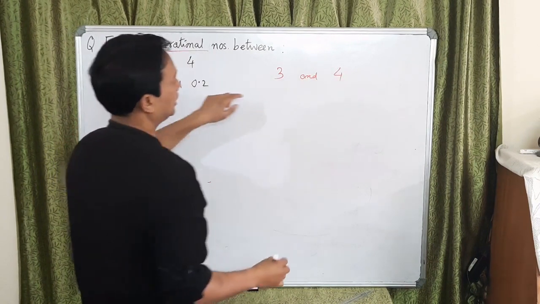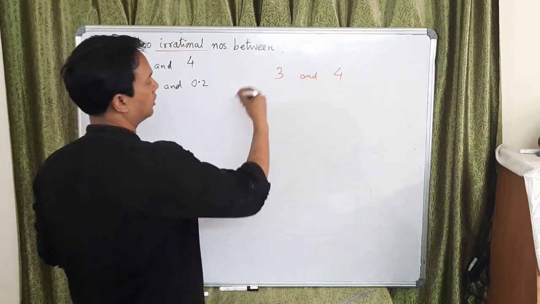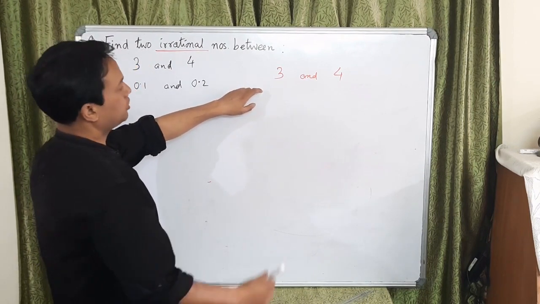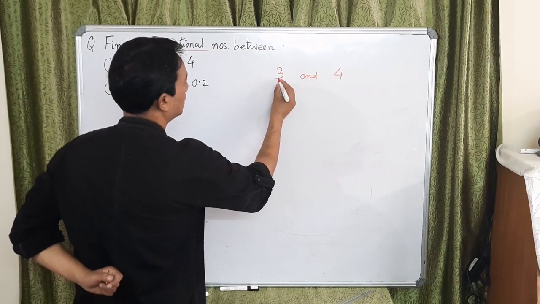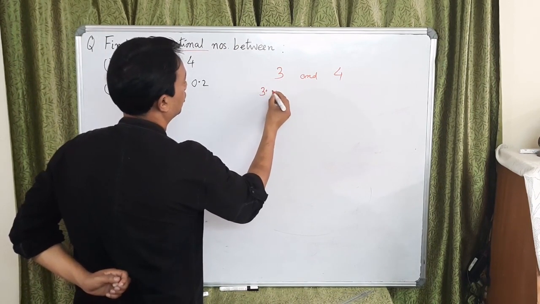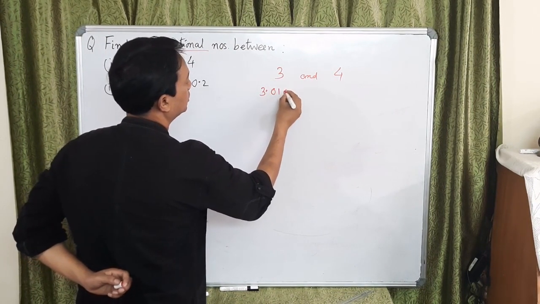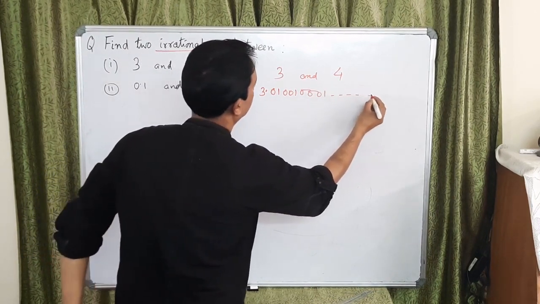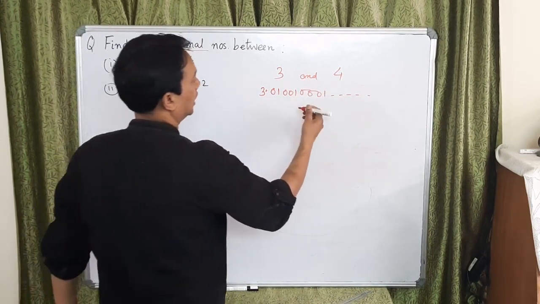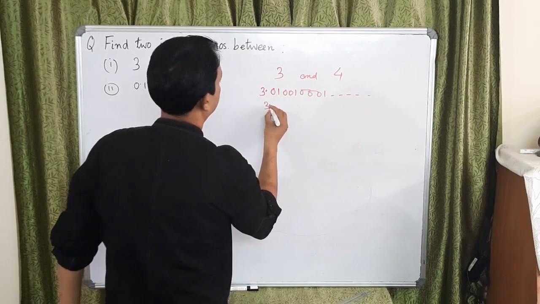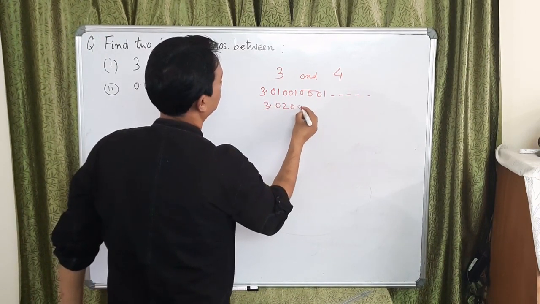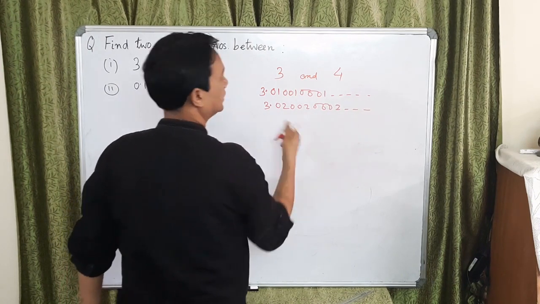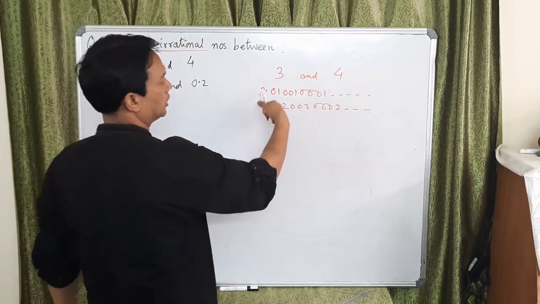Now, if you remember, irrational numbers are those numbers which have non-terminating, non-repeating decimals. So we can do it like this. With 3, we can write 3.01001000100001 and continue. This will be one number, and you can take 3.02002000200002 and so on. This is one way you can go on. You can write as many.